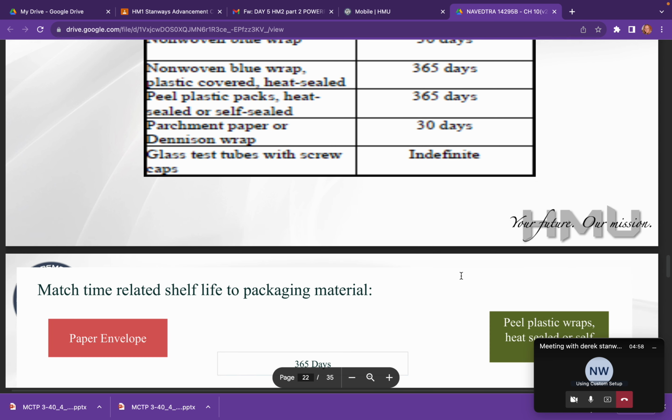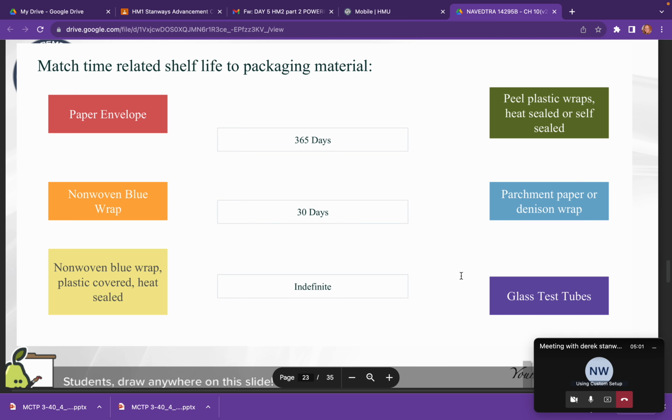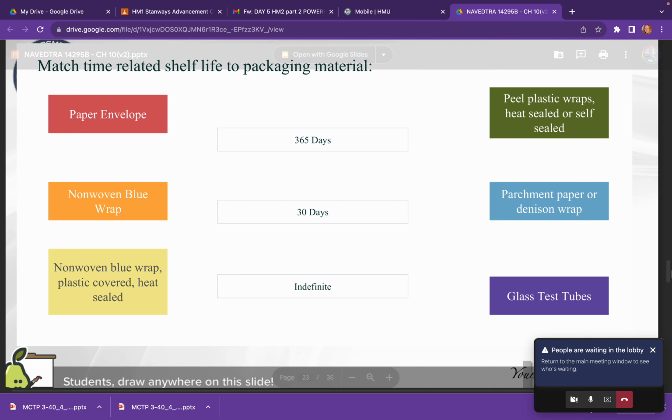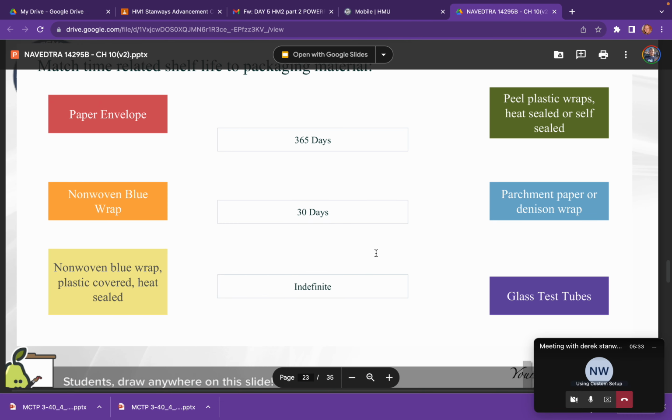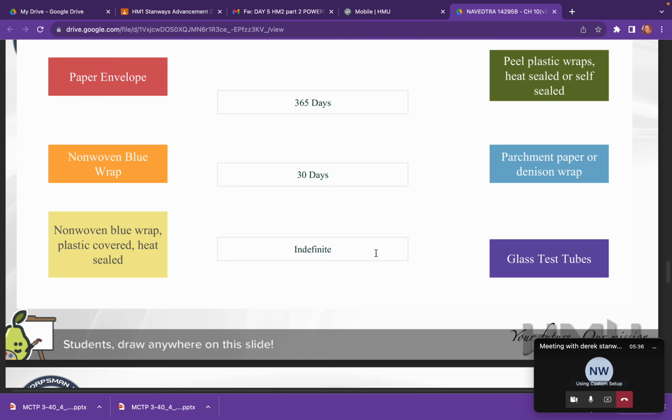So match time-related shelf life to the packaging material. Paper envelope. Non-woven blue wrap. Non-woven blue wrap, plastic covered, heat sealed, 365. Peel plastic wraps, heat sealed or self-sealed. Self-sealed. Thank you. Parchment paper or Denison wrap, and glass test tubes. Lovely.